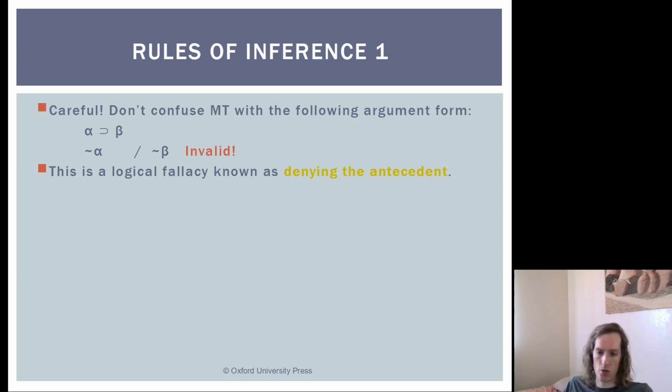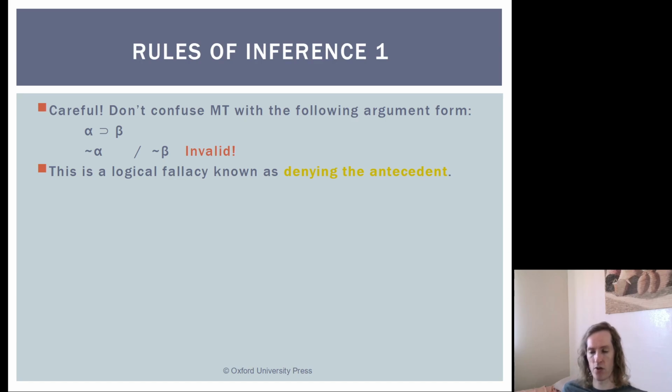So the reason why I backtracked to saying denying the antecedent is because denying the antecedent is actually the name of this fallacy here, which is going to be kind of the inverse of the first fallacy of affirming the consequent. If we have the relation if alpha then beta, and we know that it's not the case that alpha, then we cannot conclude that it's not the case that beta, for the same reasons that we cannot affirm the antecedent from the presence of the consequent.